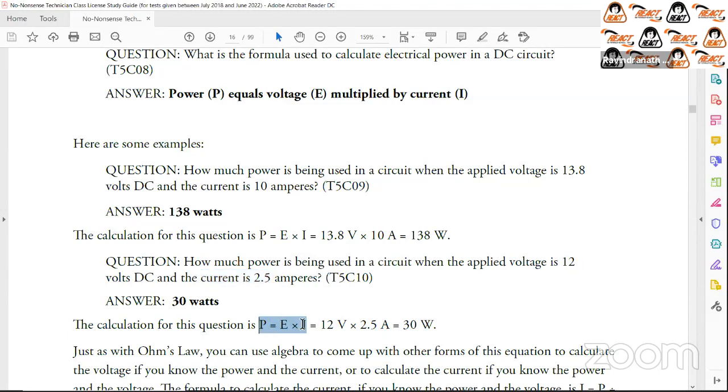P is equal to E multiplied by I. Substituting in the formula, we get 12 volts multiplied by 2.5 amperes. 12 by 2.5 is 30. 30 watts.